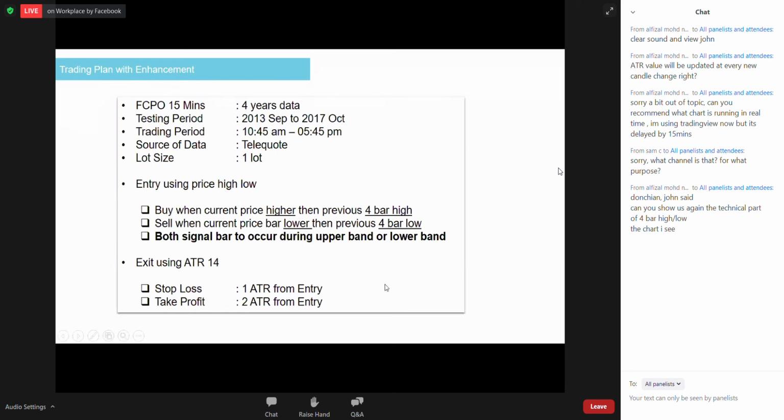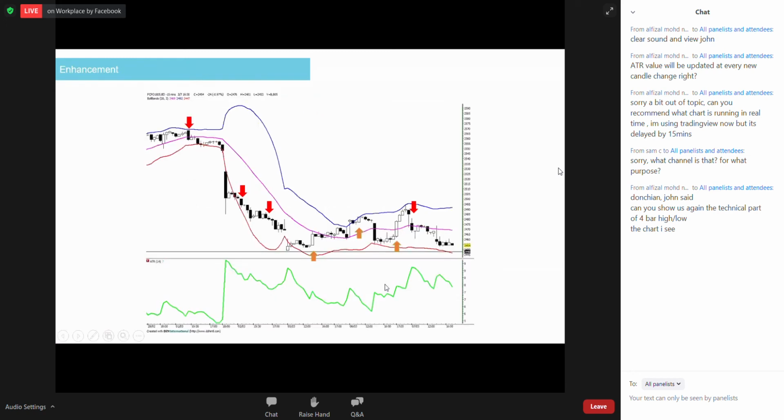Let's try. This is the same illustration sample that you saw just now, and without Bollinger Band, these are the signals we would take in the Excel testing. But with Bollinger Band, you can definitely see there are fewer signals here.